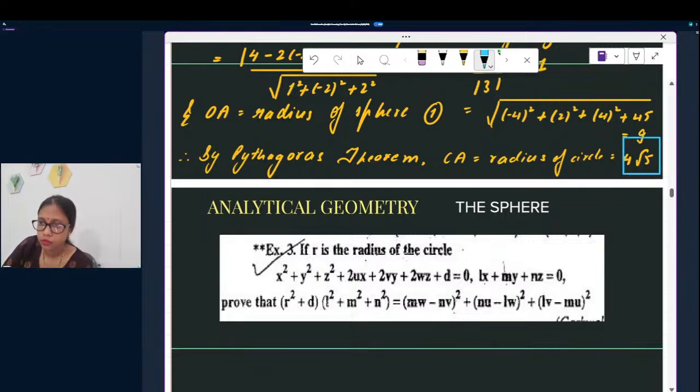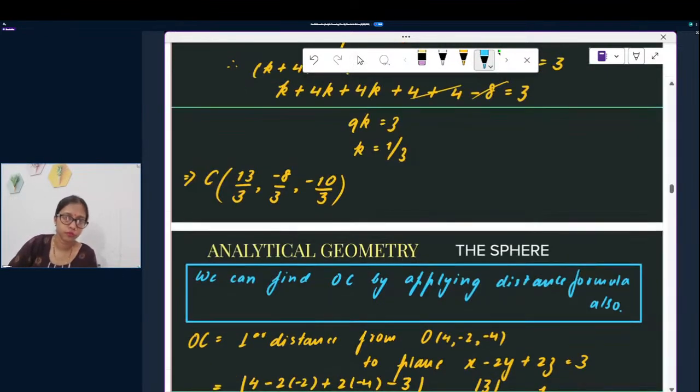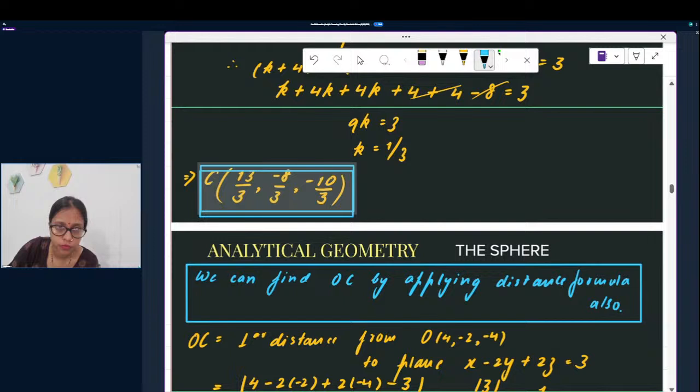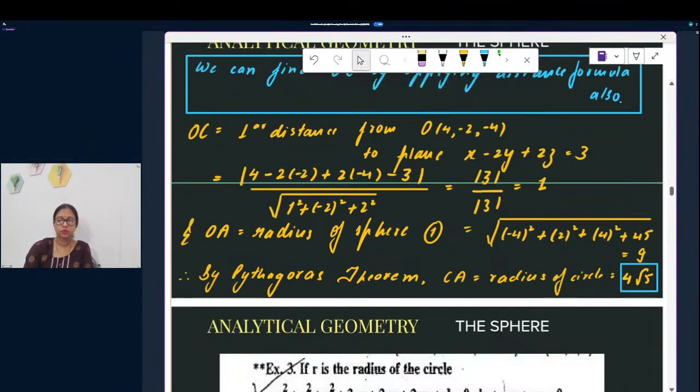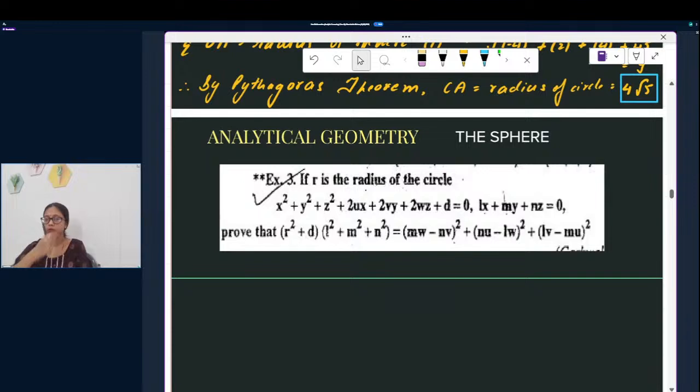Radius and center. These are the two parts of the question. All right. Try this question. Conceptually, it is going to be the same.